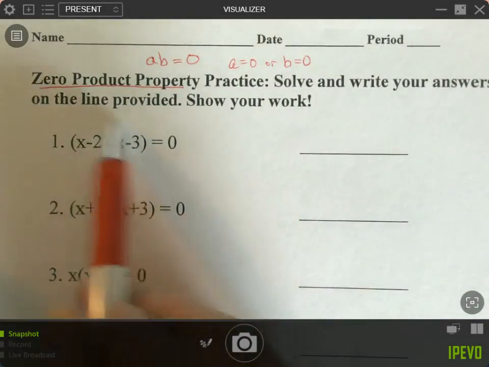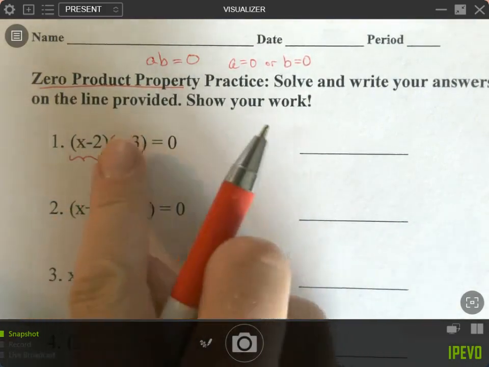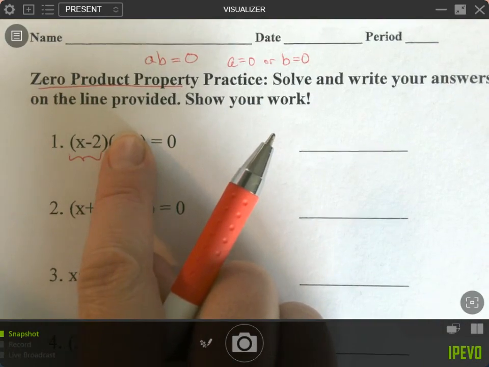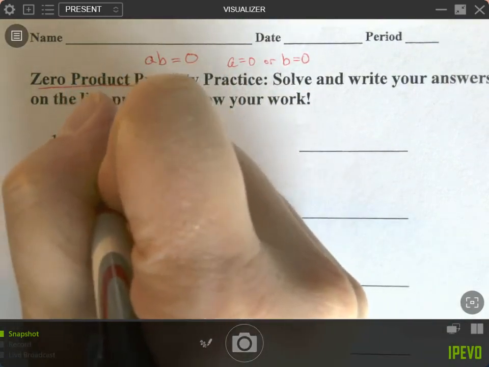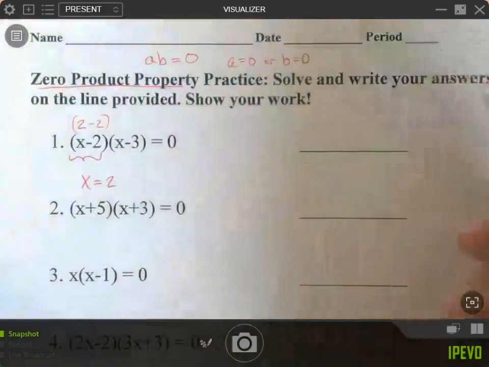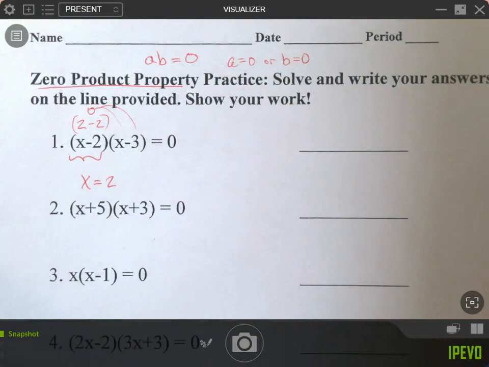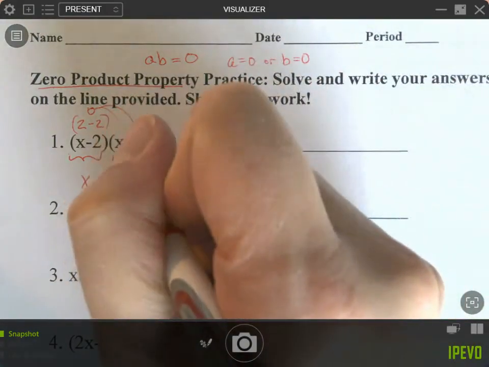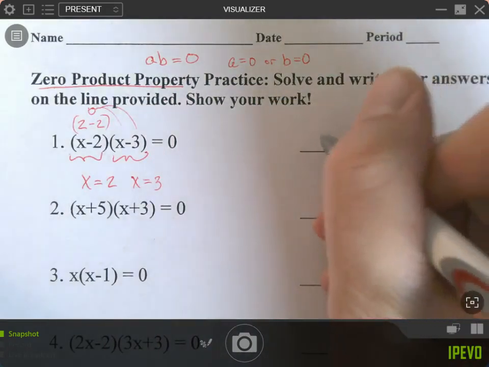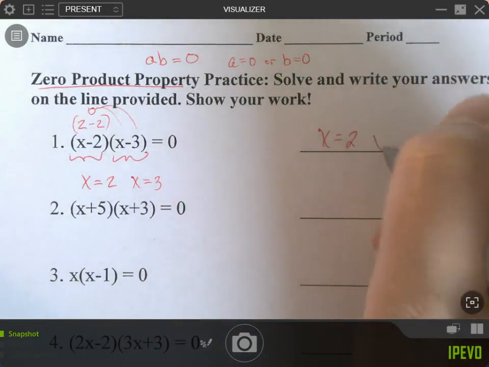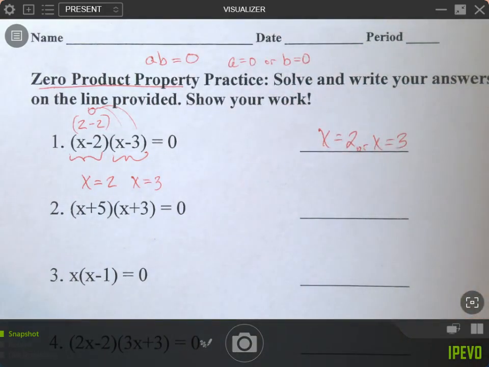What would make this side 0? If you look at this, what would make x minus 2, what's in this parentheses, 0? 2. So x could be 2, and here's why. 2 minus 2 is what? 0. And if I take 0 and distribute it, it wipes it out. That's all we're doing. What would make this 0 if x was 3? So that's what's going on your line. X equals 2, x equals 3. You can put an or there, you can put a comma, I'll even take the word and.